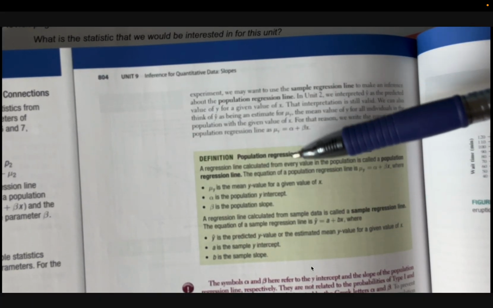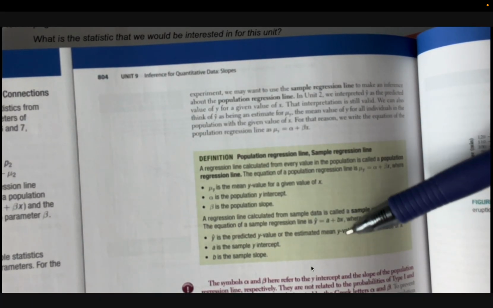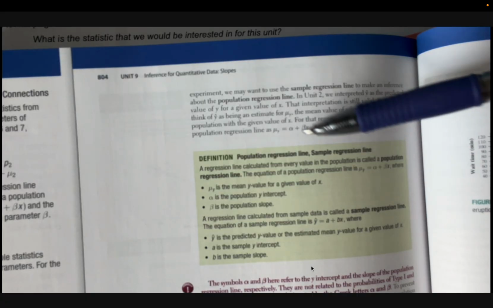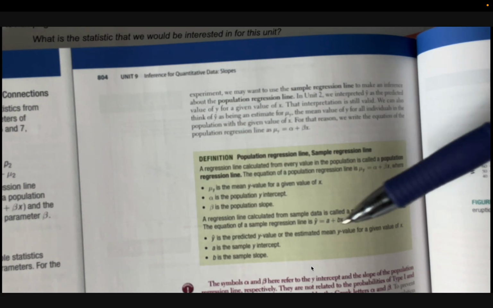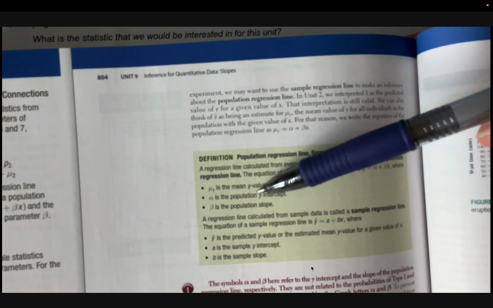You already know y hat is the predicted value, a is your sample y-intercept, b is your sample slope. So now what we're doing in this unit is thinking, instead of just having a sample, perhaps we have an entire population. And this is the notation for the line. They're using alpha again here. Alpha would be the true population intercept, the y-intercept. Alpha is just the Greek letter for a, so that's why we're using that.